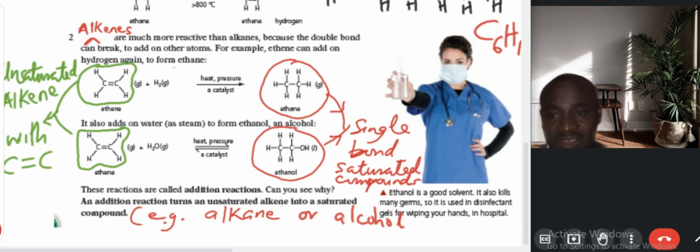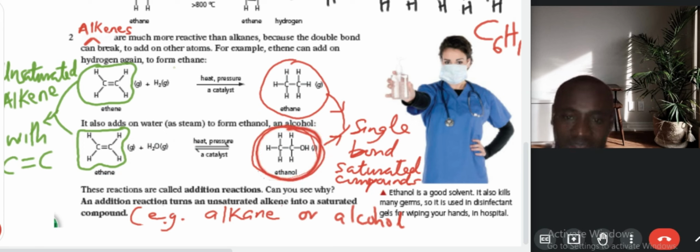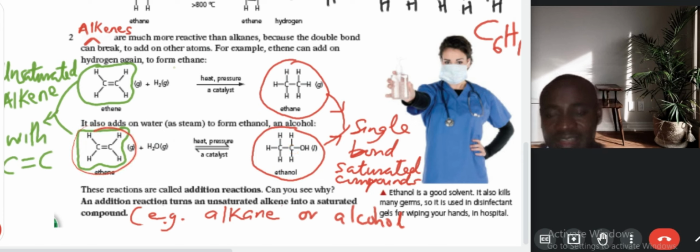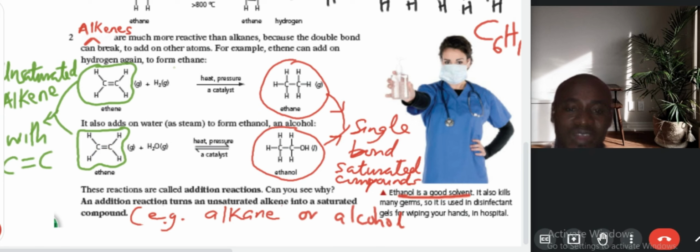This second reaction is reacting ethene with water, an addition reaction, to form ethanol. Ethanol itself is saturated because it has a carbon single bond. But the reactant itself, which is ethene, is unsaturated. In fact, ethanol is a good solvent. It can dissolve so many things, and it is also used as a disinfectant because it kills germs.